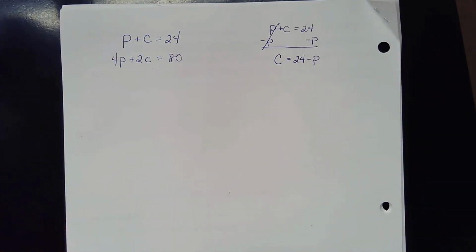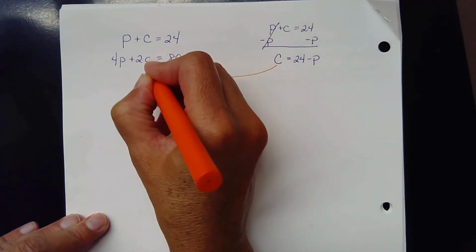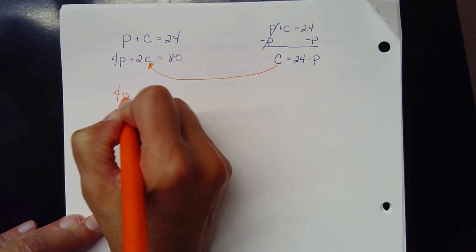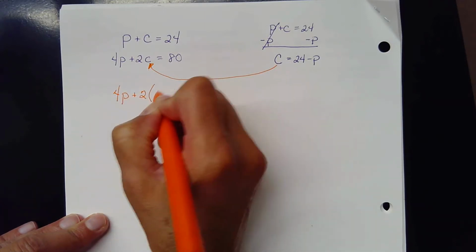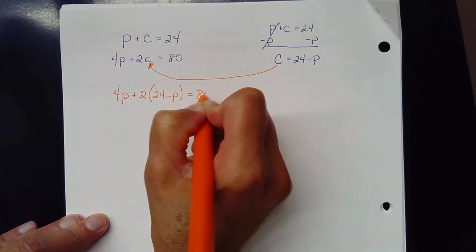Does that make sense? Okay, what do I do with that? It's called substitution. So what do I do with that C? Yeah, perfect. You plug it in. You substitute it into that bottom equation. So when you do that, something really cool happens. So this equation now is all in terms of P.